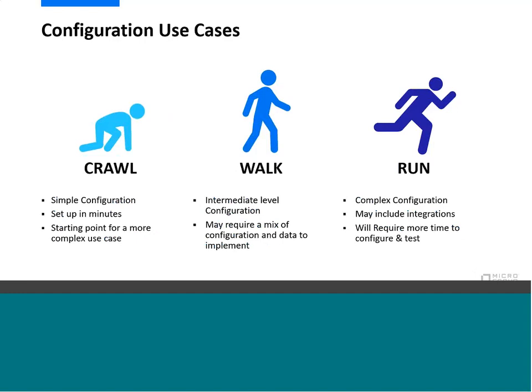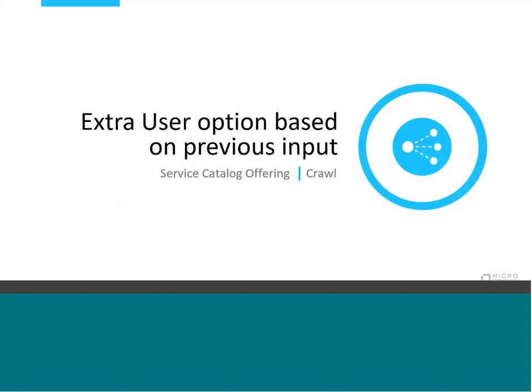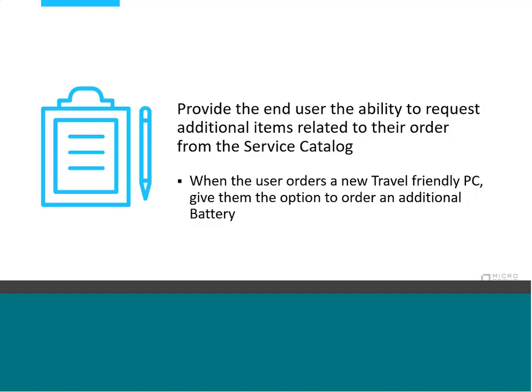So our first one is a crawl. In this one we're going to look at creating an extra user option visible to an end user based on a previous input on an offering. So when the end user goes to the portal to order something, based on them selecting a value on the drop-down list, we give them an extra option to order an additional battery, which we might decide to have some extra workflow off the back of it. So let's run a quick video to show you how that would look from an end user perspective.